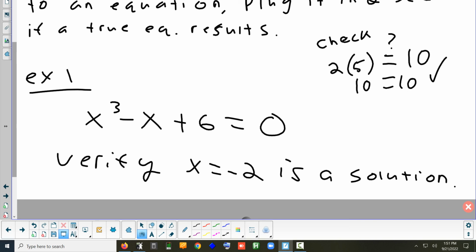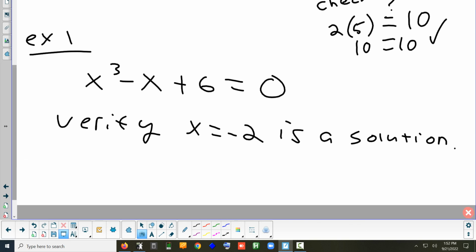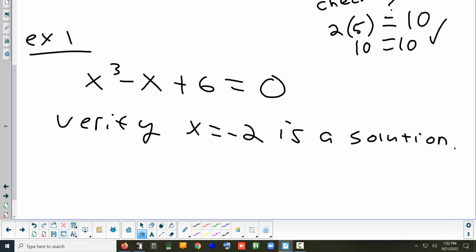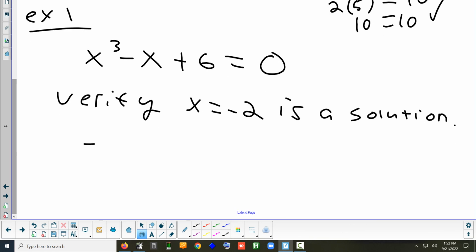I'm not saying it's the only solution. I have no idea. I just want to know, is -2 a solution? All right. So, Kiana, how do I check if that's a solution? Yep. And what number do we think is the solution this time? -2. And where do you plug it in? For x, which one? Yeah, both. You've got to fill it in everywhere that you have an x.